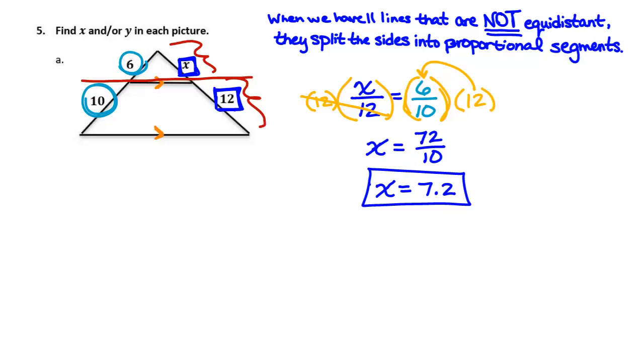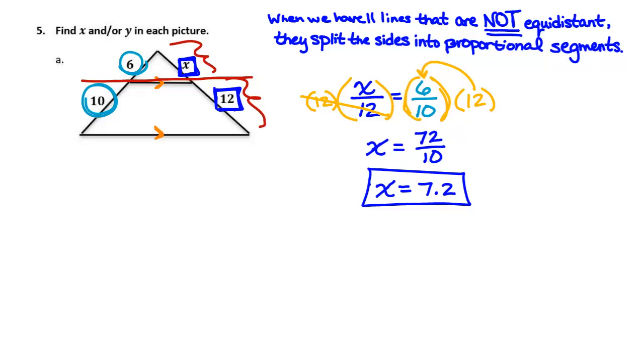All right, so this is how I set it up when I've got these two parallel lines. They're not equidistant, so I can't set things equal to each other. I have to set up proportions, and I have to know the segments that are being split by those parallel lines.